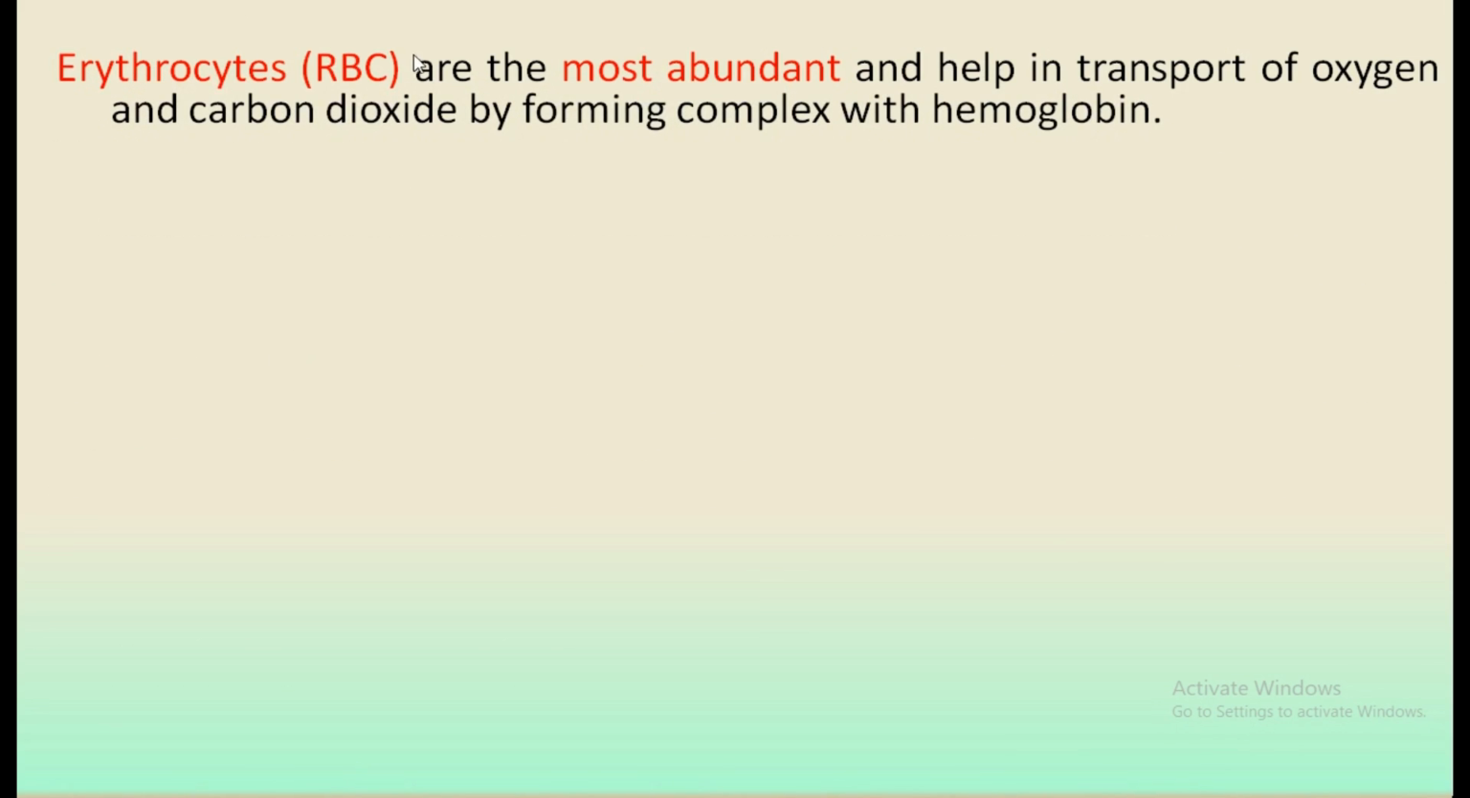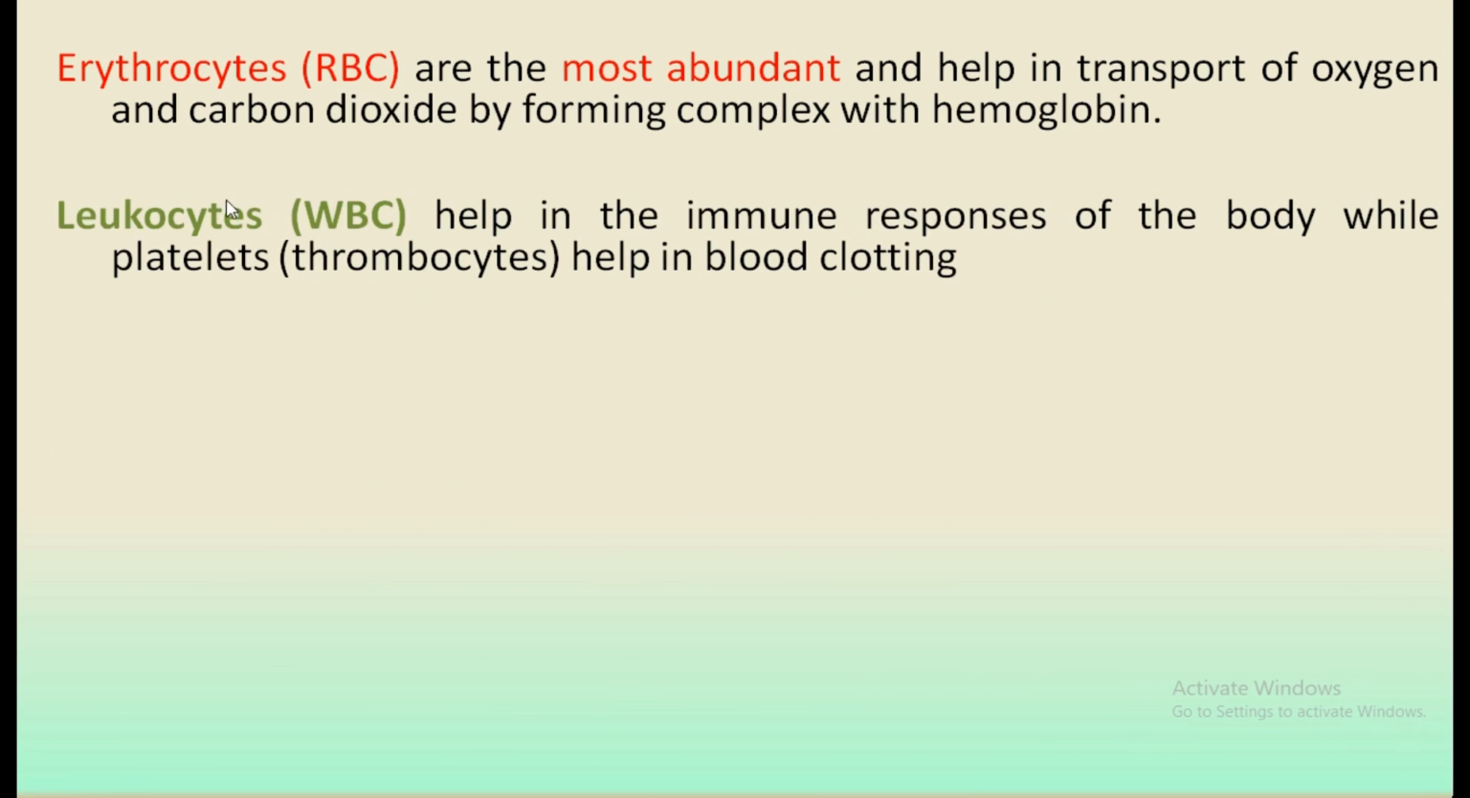The erythrocytes or the red blood cells are the most abundant in blood and help in the transport of oxygen and carbon dioxide by forming complex with hemoglobin. The leukocytes or the white blood cells help in the immune responses of the body, while the platelets or thrombocytes help in blood clotting.